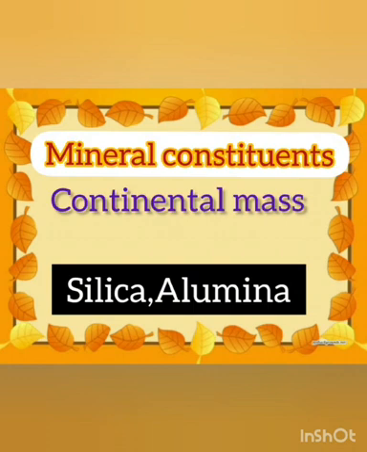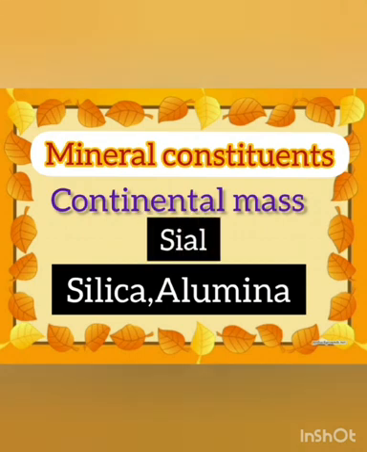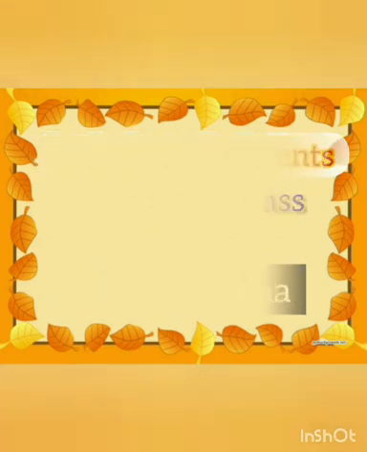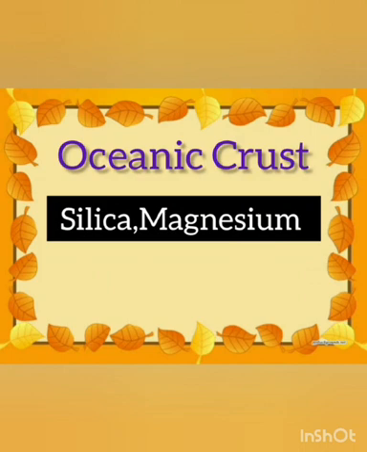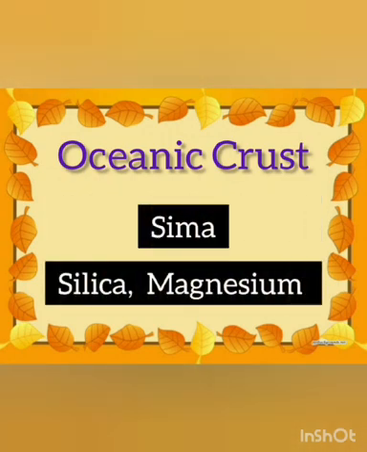Mineral constituents. The main components of the continental mass are silica and alumina. So it is called as SiAl. Si stands for silica and Al stands for alumina. The main components of oceanic crust are silica and magnesium. So it is called as SiMa. Si stands for silica and Ma stands for magnesium.